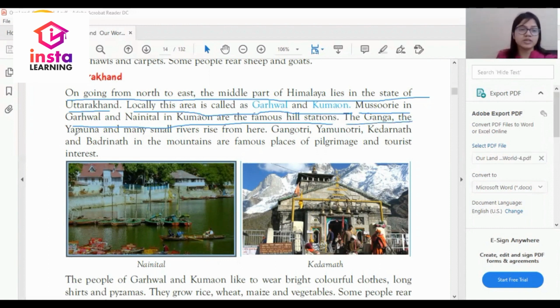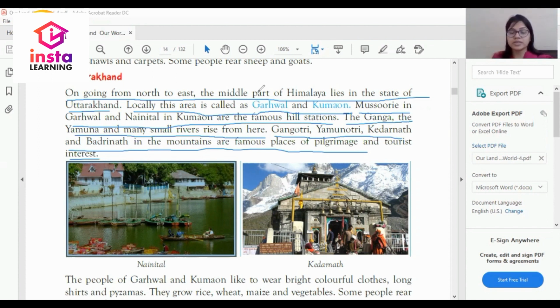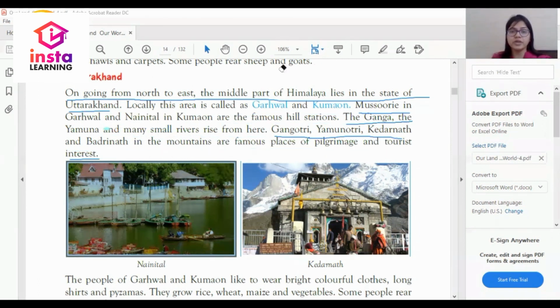The Ganga, the Yamuna and many small rivers rise from here. Gangotri, Yamunotri, Kedarnath and Badrinath in the mountains are famous places of pilgrims and tourist interest. So, कौन-कौन से धार्मिक स्थल से यहाँ पे स्थल है? गंगोत्री, यमुनोत्री, केदारनाथ और बद्रीनाथ. यहाँ पर बहुत अच्छे कैसे स्थल है? धार्मिक है, जहाँ पर काफी लोग दर्शन के लिए आते हैं.